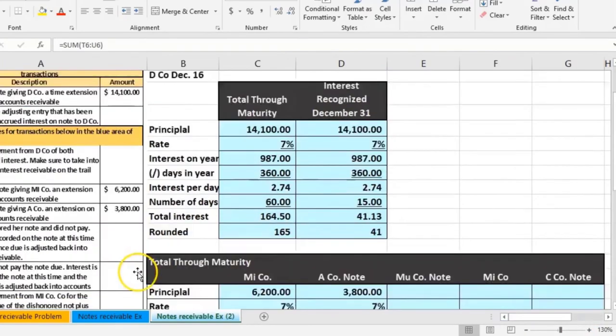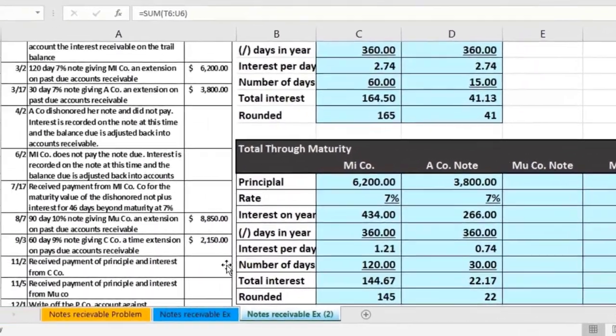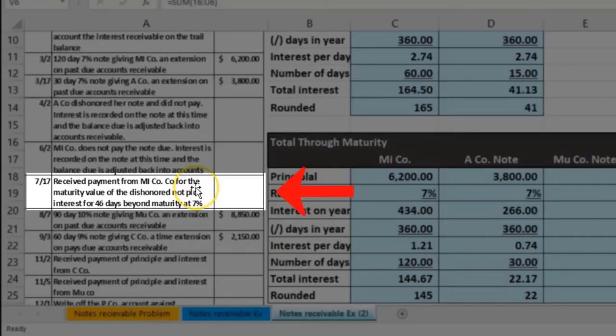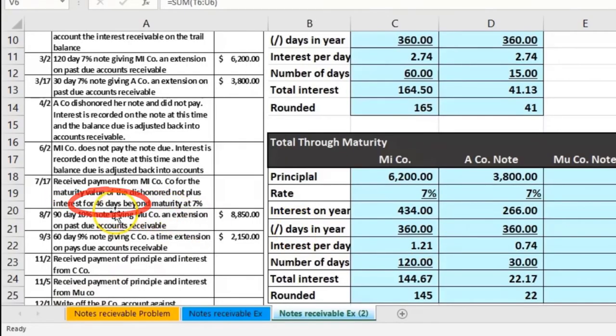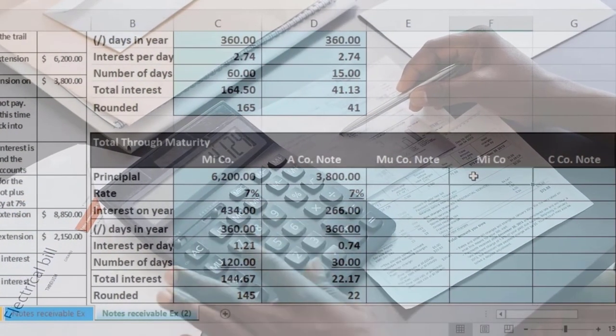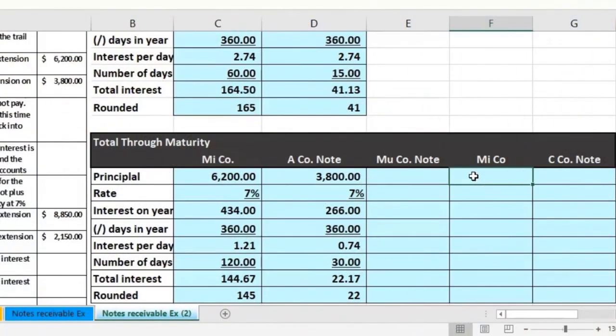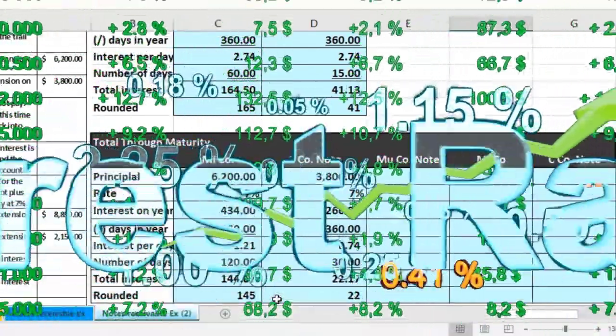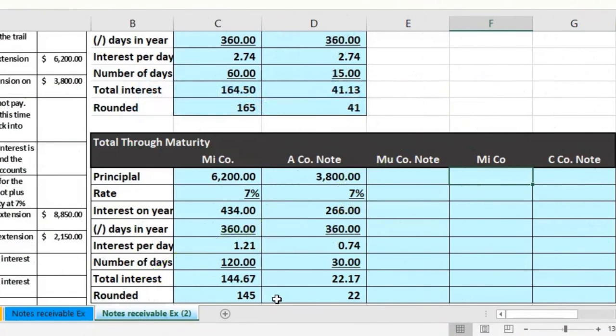Next transaction. We're going to scroll back over. What do we have next? Received payment from MI Company for the maturity value of the dishonored note plus interest for 45 days beyond the maturity at 7%. And that was 46 days. So we're going to do another calculation for MI. MI now just paid us. It's in the receivable for accounts receivable, but because of our prior arrangement, they're going to pay us the 6,345 plus interest earned in the extended time period that it's been back in accounts receivable. We'll calculate that interest now.